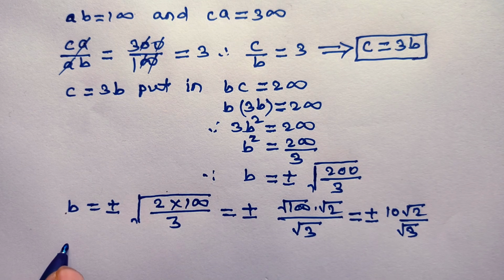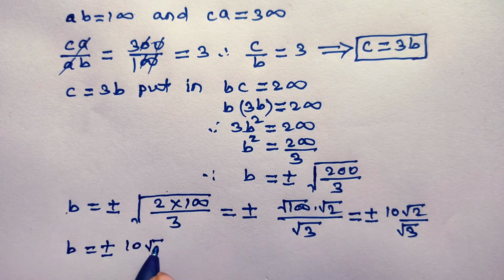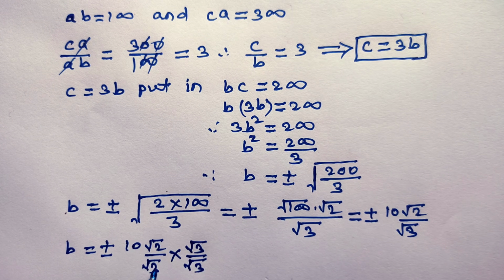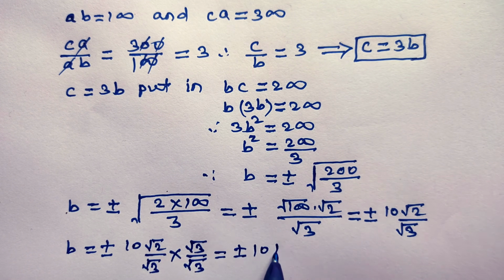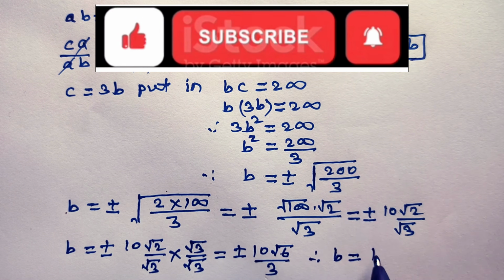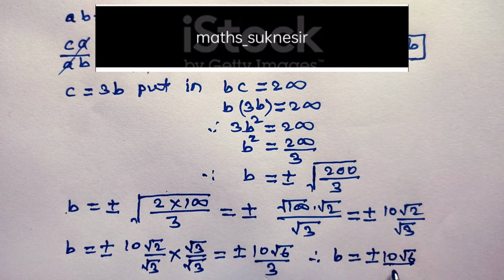Hence B is equal to, we can write, plus or minus 10 times root 2 divided by root 3, and here divide and multiply by root 3, then root 3 into root 3 gives 3, and root 2 into root 3 is root 6. So this is equal to plus or minus 10 times root 6 divided by 3. Hence we get the value of B plus or minus 10 times square root of 6 divided by 3.